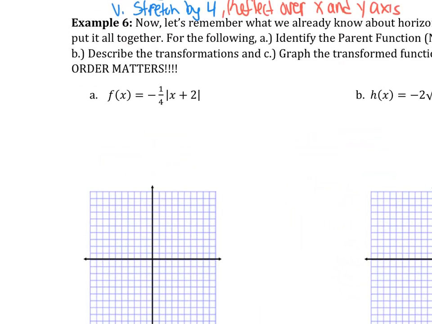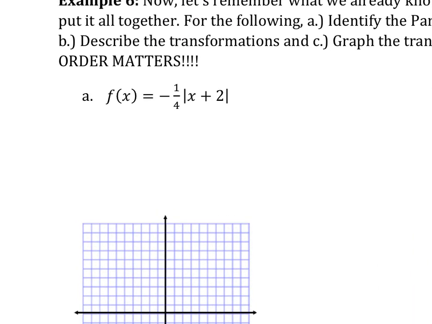Okay. Example 6. So now we're going to have, again, focusing on our H, S, and R transformations. So we first want to identify the parent function, then describe the transformations, and then graph our transformed function. So A, f of x equals negative 1/4 times the absolute value of x plus 2. What is the parent function of this equation? Absolute value, because we have these absolute value bars.